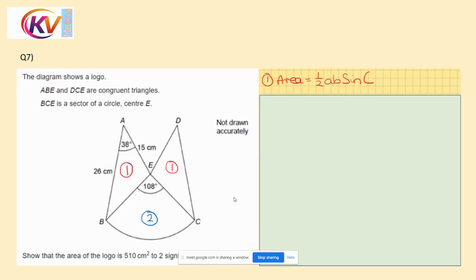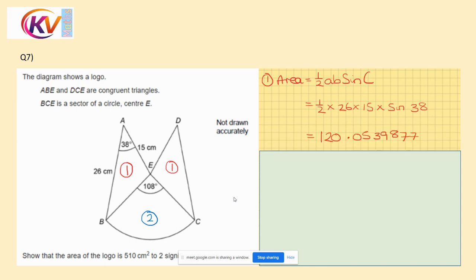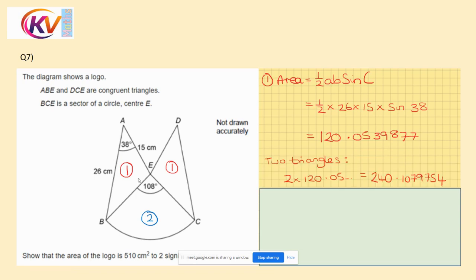So our starting point is we want to work out the areas of the different shapes. We've got 2 triangles there, both the same, hence I've labelled them both number 1, but we can start using our area triangle formula of half AB sine C to figure out what the area of those two are. So if we input our values, it's going to be a half times 26 times 15 times sine of 38 and work it out. And that's just the first triangle. So that could be triangle ABE. And then to work out the value of the other one, we've got 2 triangles, so we will double it and we can work out that the area of the 2 triangles together is around 240.1, etc.